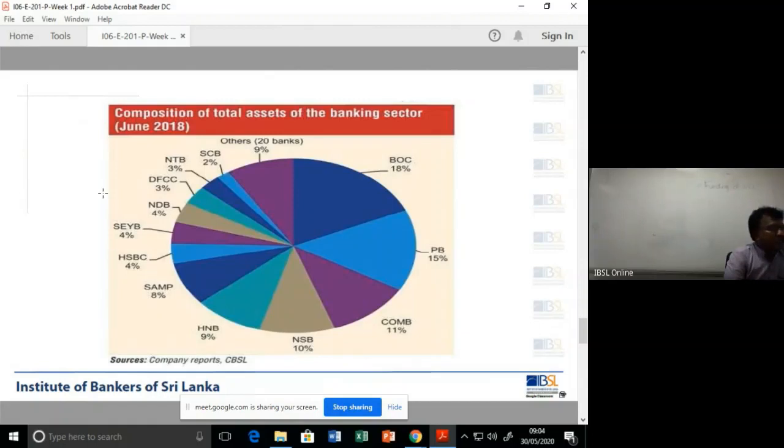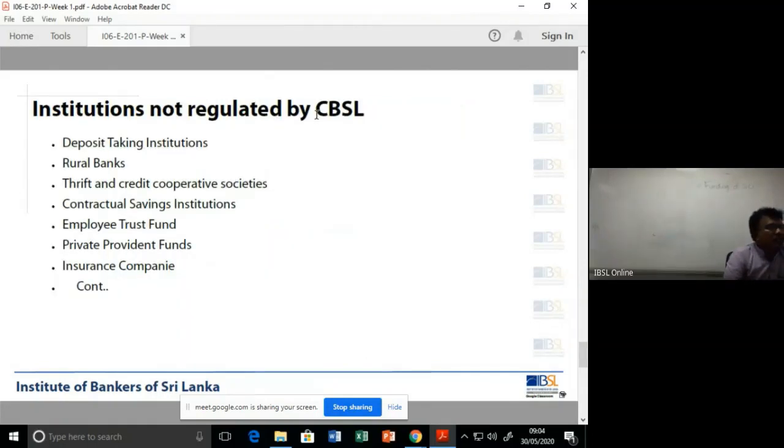Now we move into the other heading, the other side. Note down this: institutions not regulated by CBSL. Now, deposit taking institutions is a heading. Under that, you have only two: rural banks, thrift and credit cooperative societies. Write down only these two. Then this is a heading: contractual savings institutions. So you can underline that. You can underline deposit taking institutions. Under that, you have only two. Contractual saving institutions is a heading. Under that, you have three.